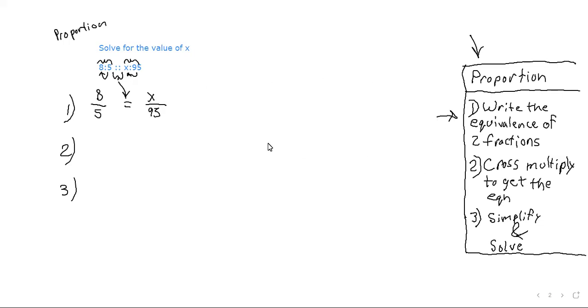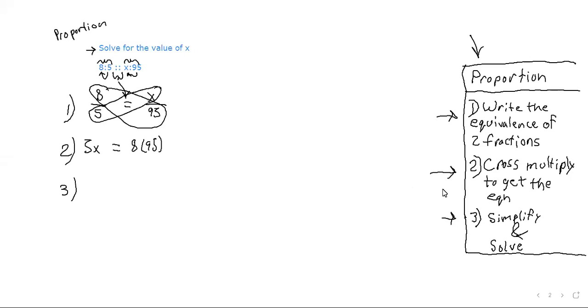Step two is we have to get an equation. Why? Because they want us to solve for something. We can't solve an equation that doesn't exist. So how do we get an equation? We're going to do step two, which is cross multiply the tops and bottoms to get the equation. So we're going to say x on the top times 5 on the bottom, right? So we get 5x for that equals 8 on the top times 95 on the bottom. So it's going to be 8 times 95 on this side. Okay, and for the last step, we're just going to simplify and solve.